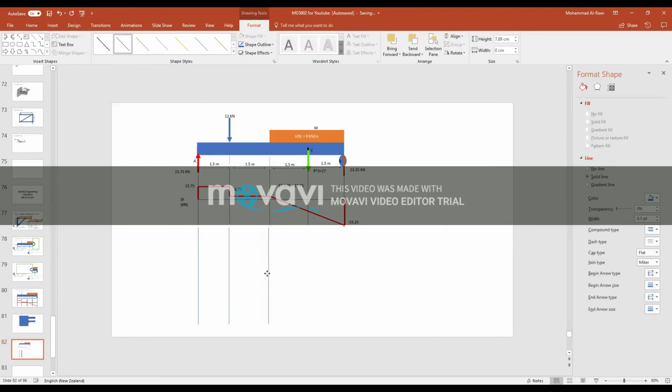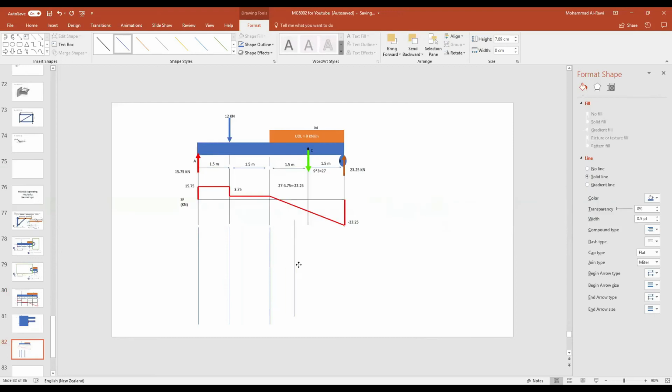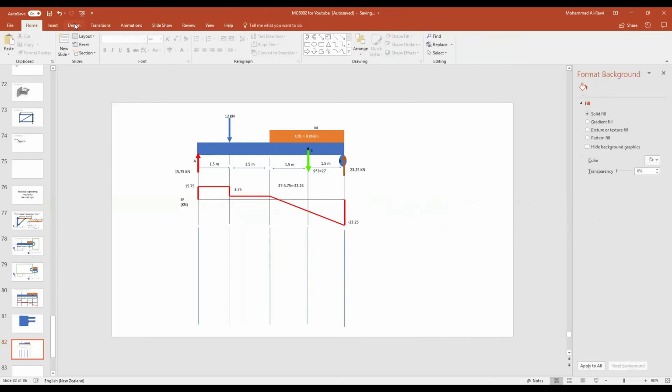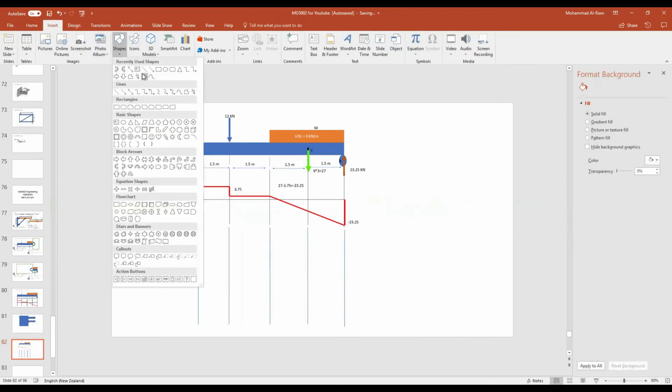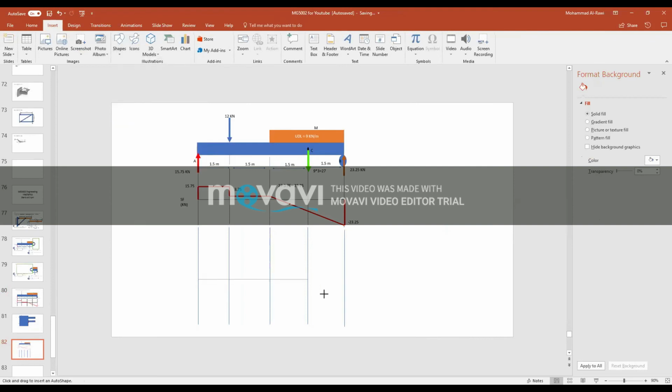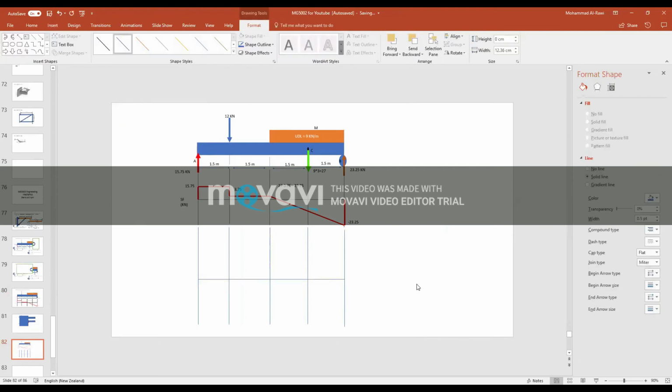So hopefully in the future, maybe you'll be faster than me in using PowerPoint and how to use it effectively, especially when you have presentations or you want to draw your lab reports or assignments. So I'll help you in doing these things.